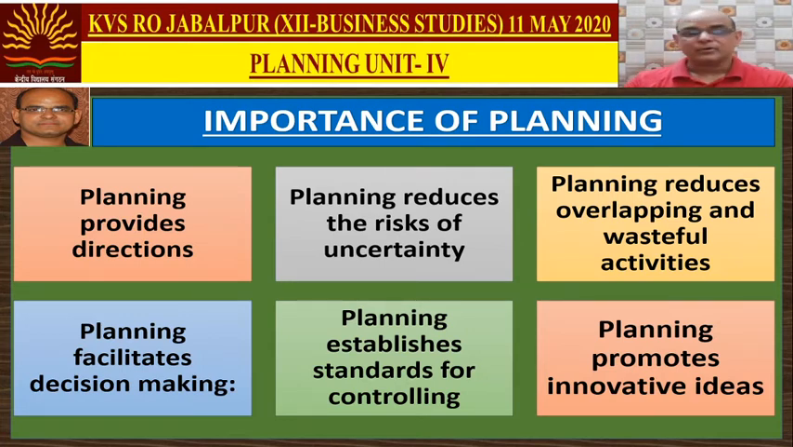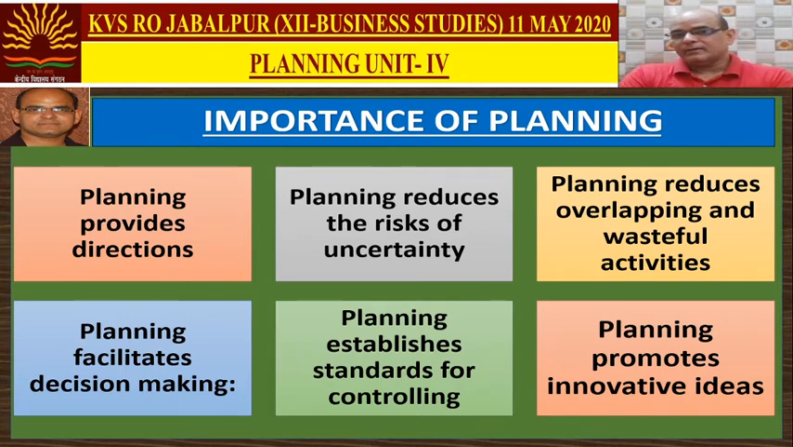Why could it be possible? Because I have planned, I have thought about what may be the causes of risk, and I have acted accordingly. But remember, it does not mean that there will not be fire because I have planned. It reduces the risk of uncertainty, it does not remove it.